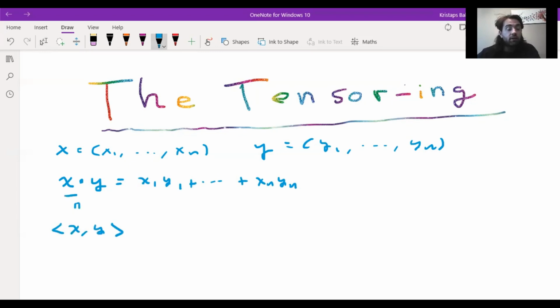Another notation for the dot product is to use these little arrows on either side, because the dot product is a specific example of a more general thing known as an inner product. Let me quickly remind you of a couple of properties that the inner product satisfies.